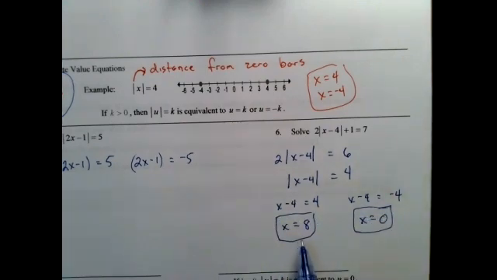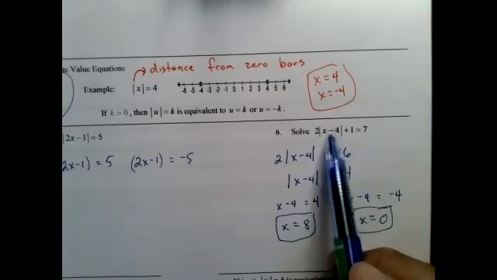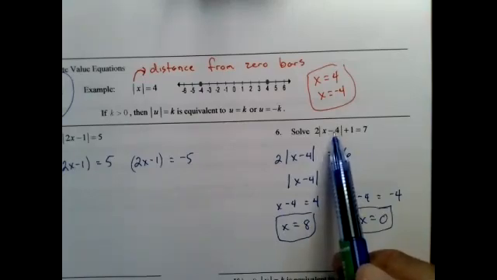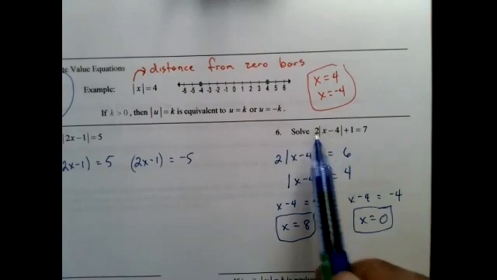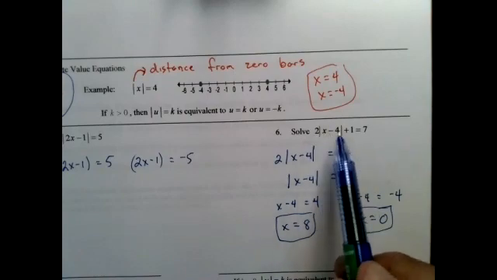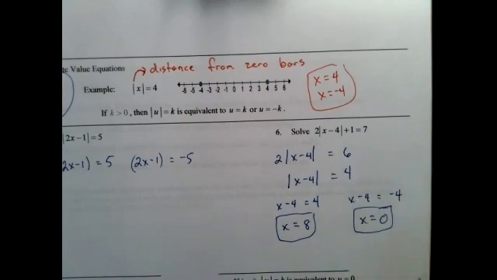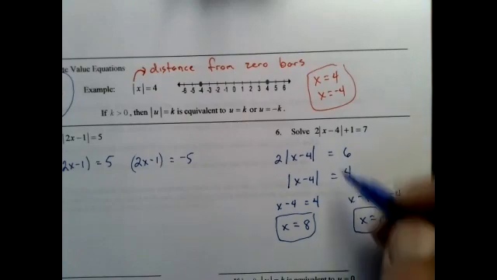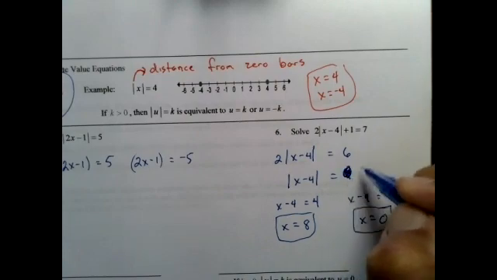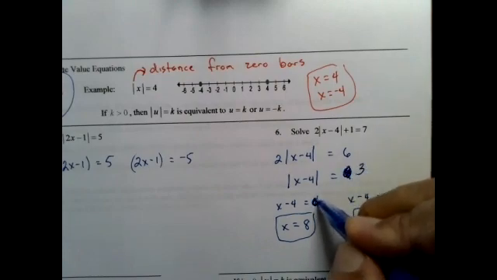Good. And if I plugged it back in, 8 minus 4, I can do that in my head. That's 4. The distance from 0 is 4, times 2 is 8, plus 1 is, the heck? Where did we mess up? We messed up right here.